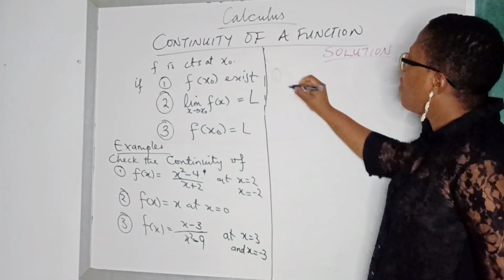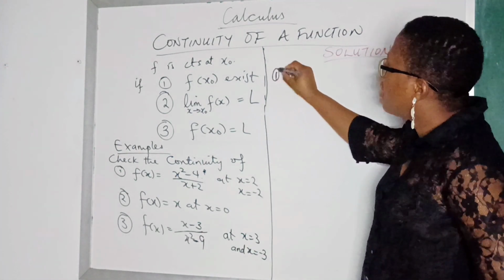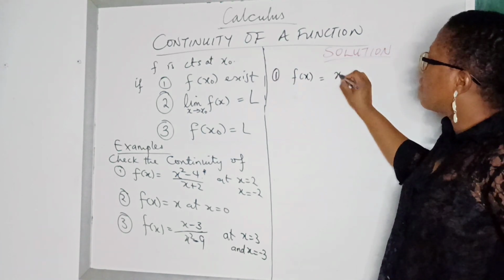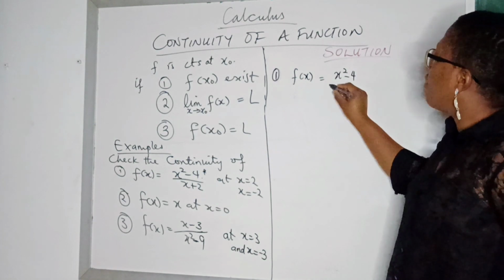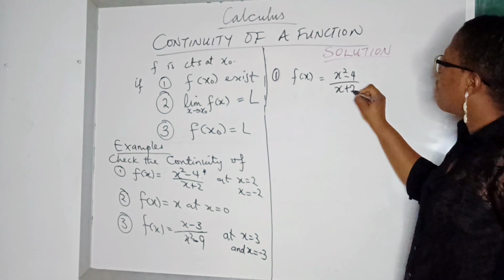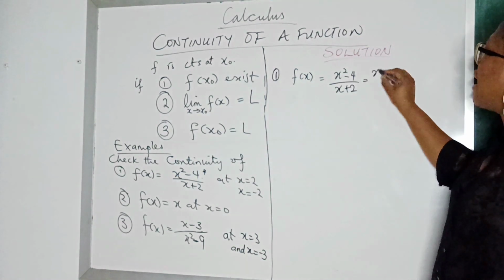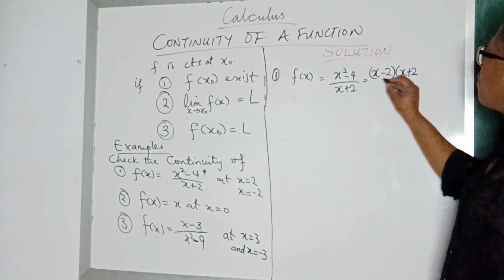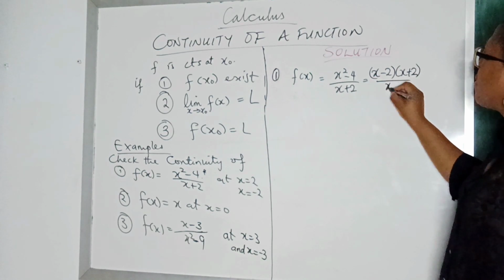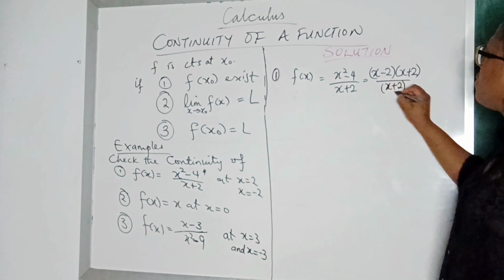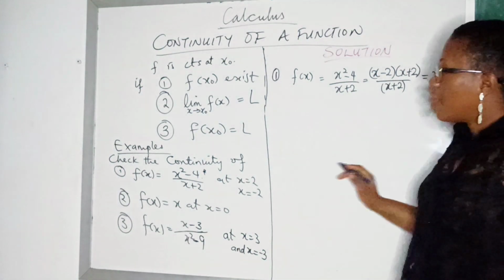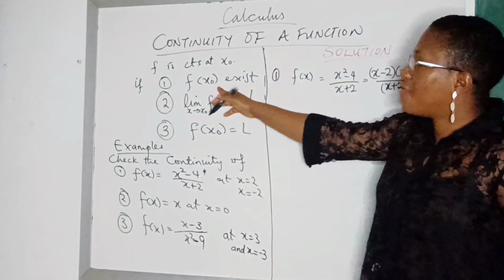Before we start solving, let's try to simplify that further. We have f of x is equal to x squared minus 4 over x plus 2. This is the same thing as x minus 2, x plus 2, all over x plus 2. And this will give me x minus 2. Now we're going to check f of x naught.